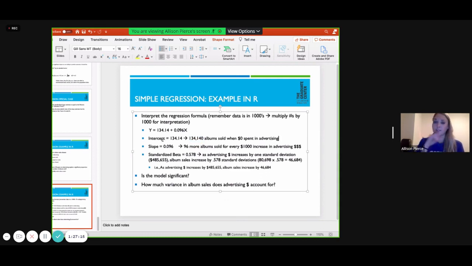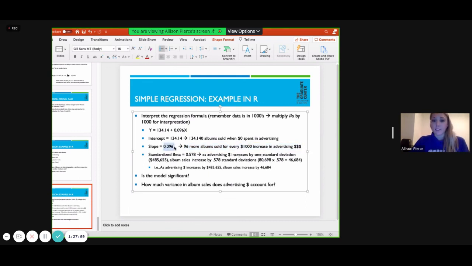So remember, your intercept is what is Y when X is 0. So 134 when 0 is spent in advertising. Your slope of 0.96 is going to be 96, so times 1,000. More albums are sold for every $1,000 increase in advertising. So notice everything's by 1,000 because that's just how the data is scaled. Whenever you interpret it, it makes more sense, because to say 0.096 albums are sold for every $1 increase in advertising is more removed from the actual data that you're dealing with. So you sell 96 more albums for every $1,000 increase in advertising.